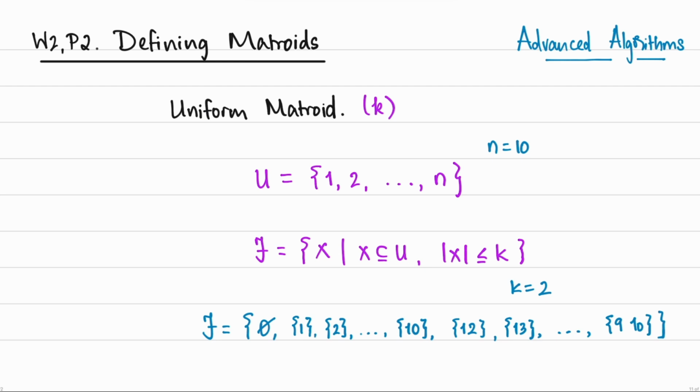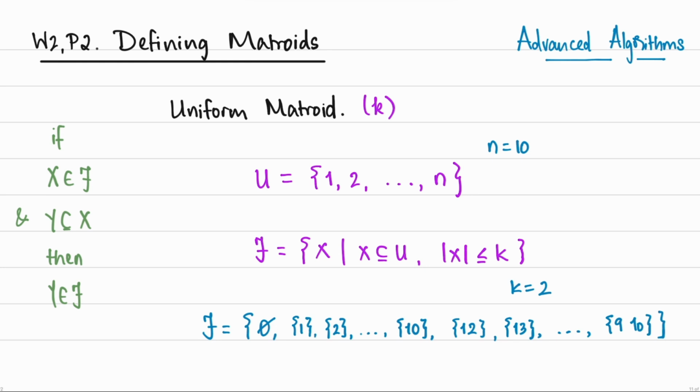Let's quickly validate that this family satisfies the matroid properties. In particular, non-emptiness is guaranteed for pretty much any value of k. Now the next property is heredity. Remember, heredity says that if x is in the family and y is a subset of x, then y should also belong to the family. That was our second property.